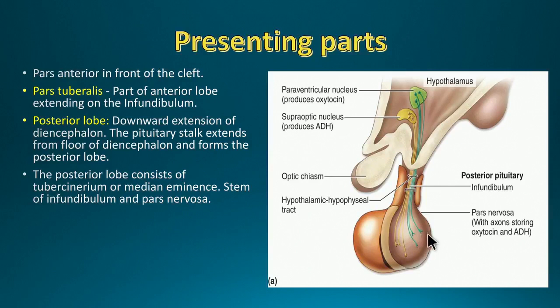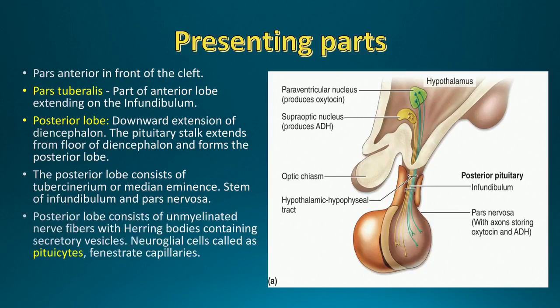In between these axons you see supporting cells, and they are called the pituicytes. Okay, so between these axons you have supporting cells, the pituicytes. They are the neuroglial cells. So here you are able to see the downward extension of the diencephalon, and this is called the tuber cinereum.